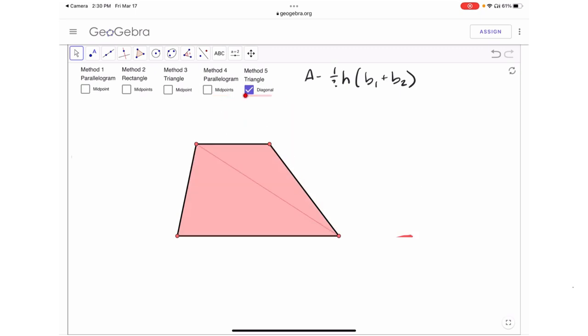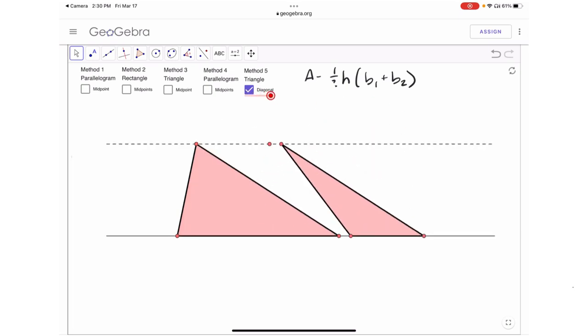And lastly, this one's kind of the most complicated. I'm going opposite vertex to create 2 different triangles. Each of them have the same height, and here's how we can simplify this area formula.